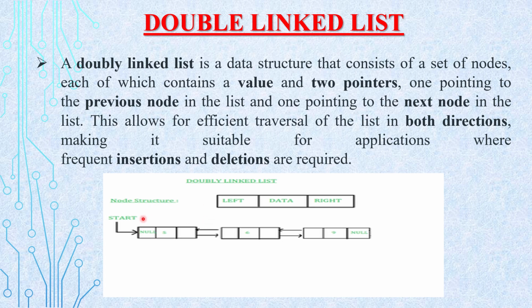You can see here the start head node contains the first address of the node. The previous part of the first node contains null, and the next address of the last node contains null, and the other nodes contain the previous address of the node in the previous part, and the next part of the node contains the next address of the node.